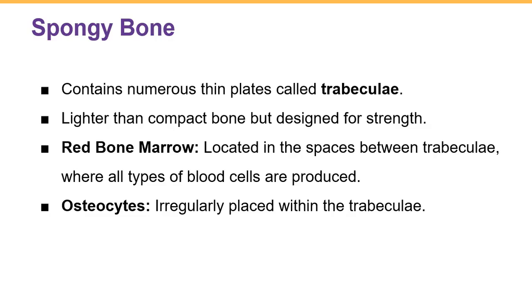Then we talked about the spongy bone, right? We said the spongy bone is composed of thin plates called trabeculae. It's lighter than compact bone because of those open spaces, but it's very strong. And then we said in those open spaces, we have red bone marrow responsible for production of blood cells. And also do not forget, still we have osteocyte, which would be found in our trabeculae inside of the lacunae.